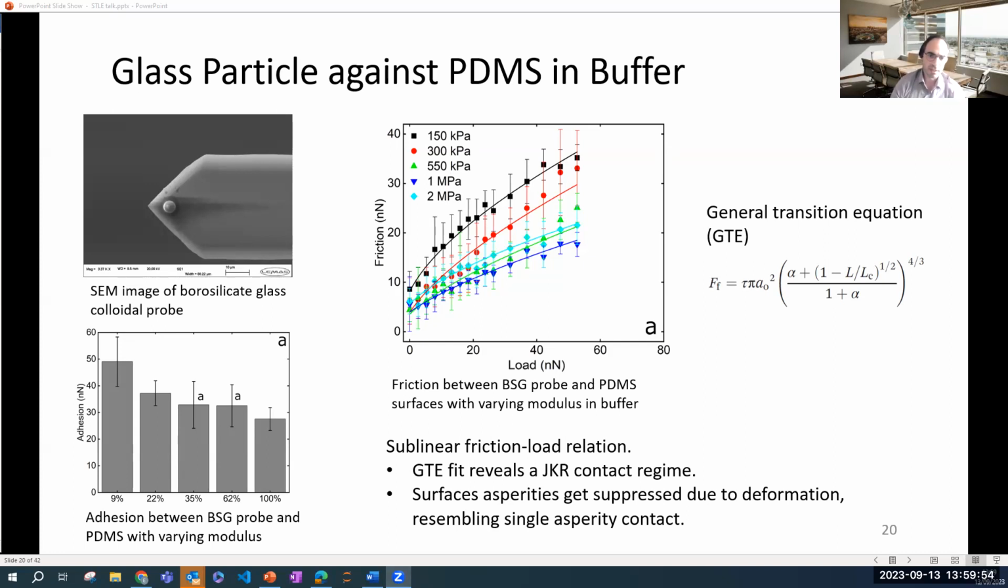Softer surfaces exhibit larger friction, and this is likely due to the increased adhesion, as we see in the graph down here. We fit our data with the JKR equation and found the JKR regime, which indicates single asperity contact. What happens is that as you squeeze the glass on the PDMS, this compresses out the asperities, which we also confirmed with further calculations.